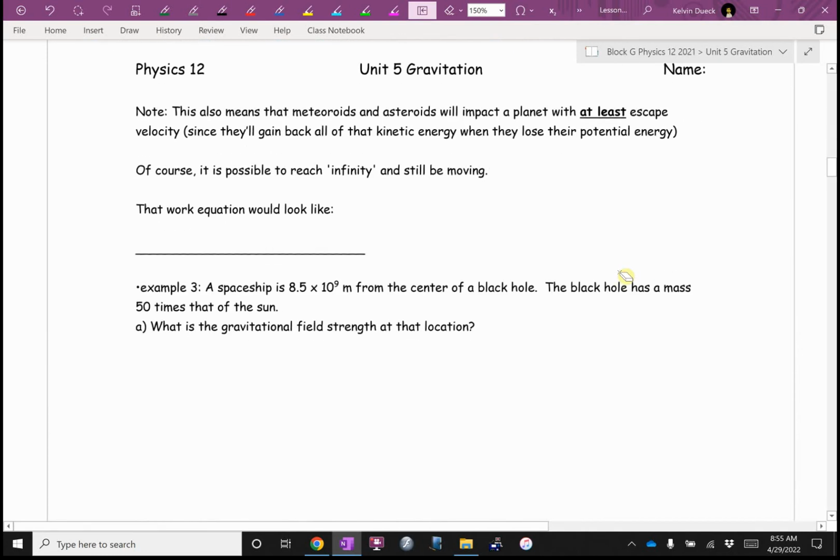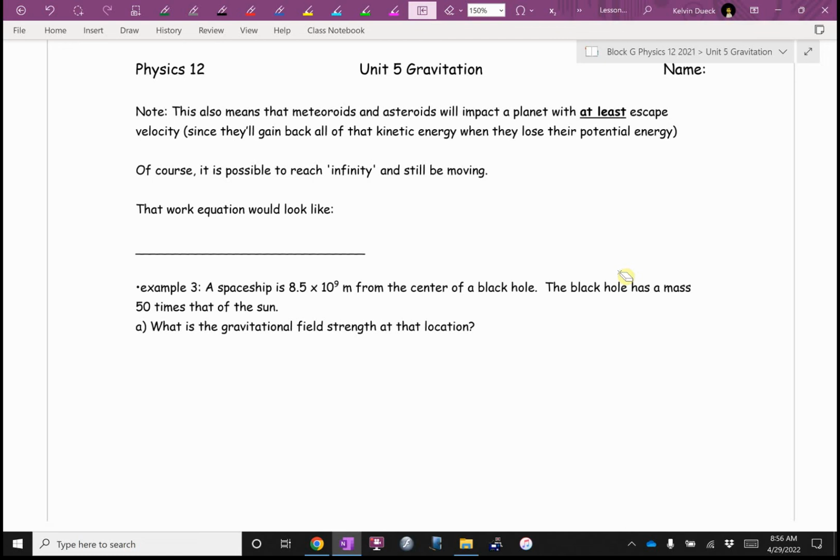Note, this means that meteoroids and asteroids will impact a planet with at least escape velocity. And the reason is they'll gain all that kinetic energy coming back. Oh, and if they had any of their own kinetic energy to begin with, they're hitting with at least escape velocity. This is why asteroid impacts do damage. They're moving. So for the Earth, they're going faster than 11 kilometers per second.